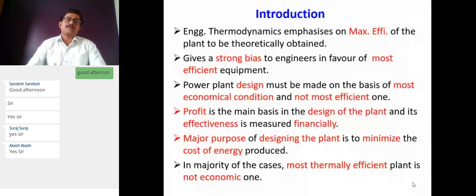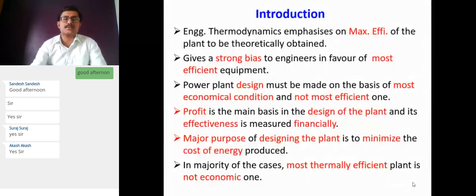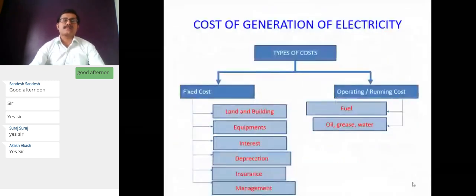Is that fine? So you have to make a proper trade-off between the most thermally efficient plant and the most economical one. A proper balance is required between these two parameters. We came across the different types of costs required for the generation of electricity.